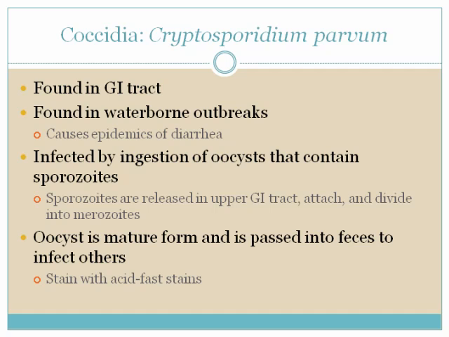Cryptosporidium parvum is found in the GI tract. There have been waterborne outbreaks of this in the United States, and it causes epidemics of diarrhea. This infection occurs by ingestion of the oocysts, and these oocysts contain sporozoites. The sporozoites are then released in the GI tract. They attach and divide. The oocyst is the mature form, and this passes into the feces, which then infects others via the fecal-oral route again. This organism is unique in that it stains with acid fast.